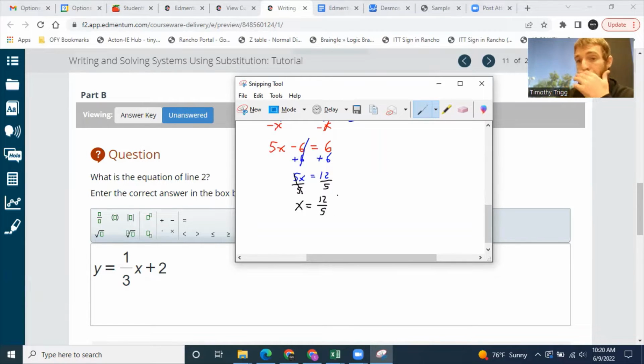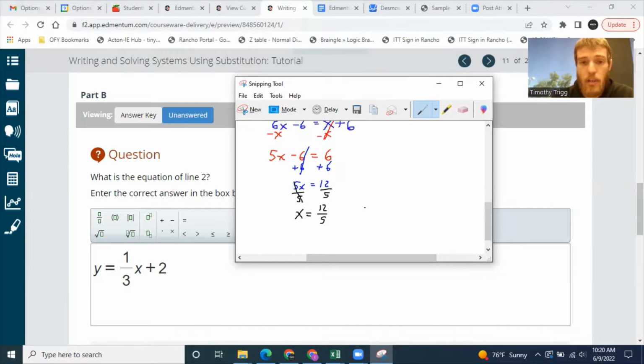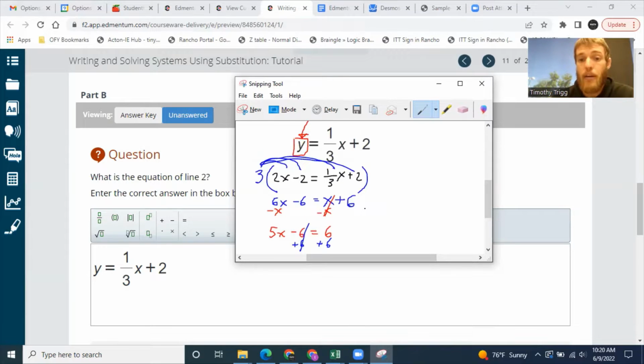So this is the value of x, right? We wouldn't be able to tell that from the graph, right? Because this is not a nice even integer. It's a fractional number, which is kind of a pain to see on the graph exactly where it's at. But with substitution, we can get the exact value, which is nice. Now we know the value of x.